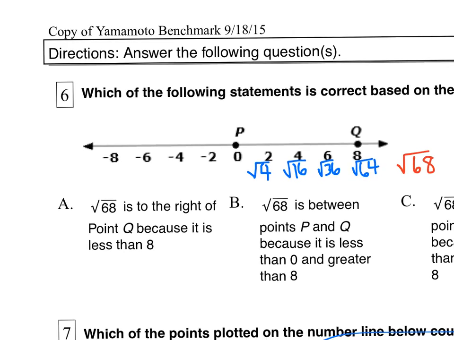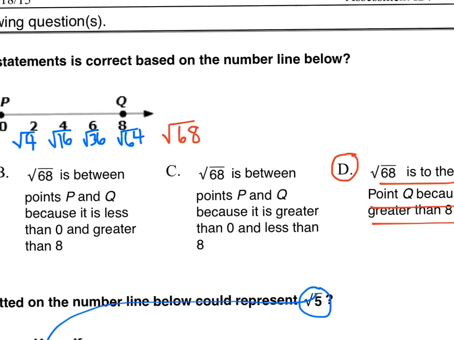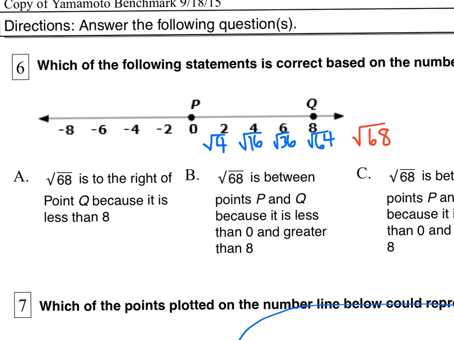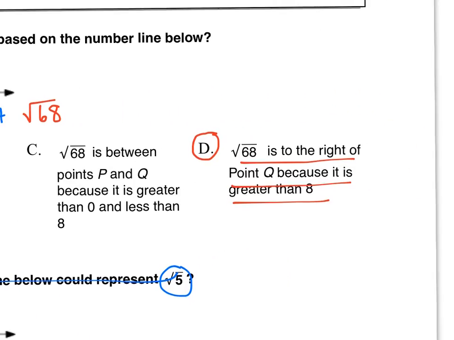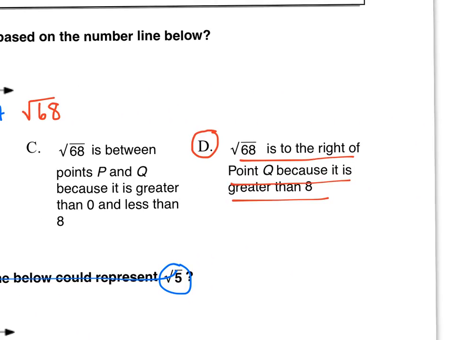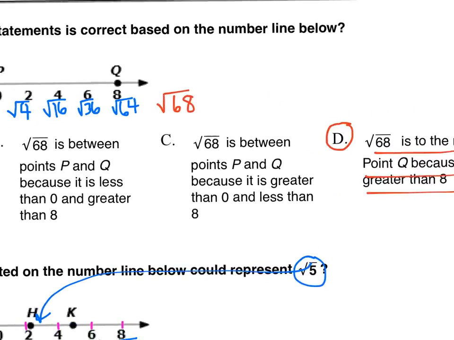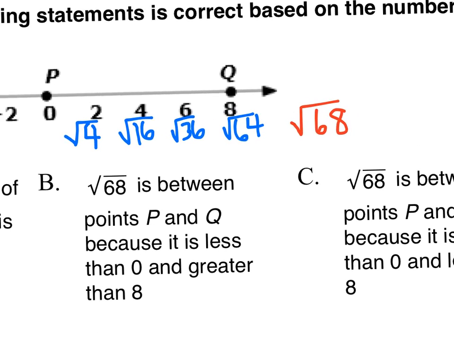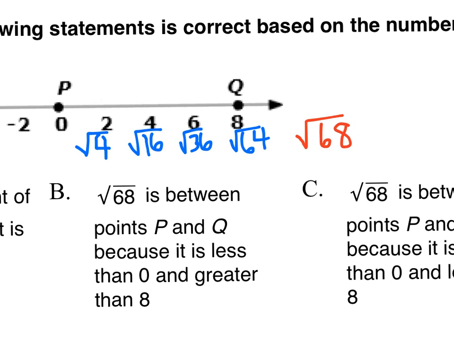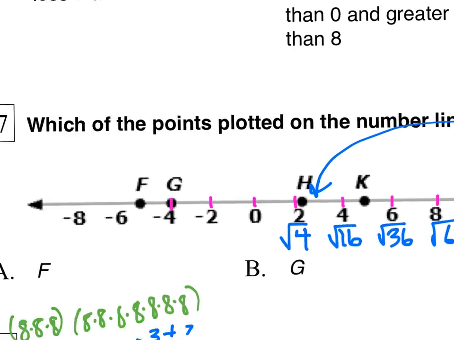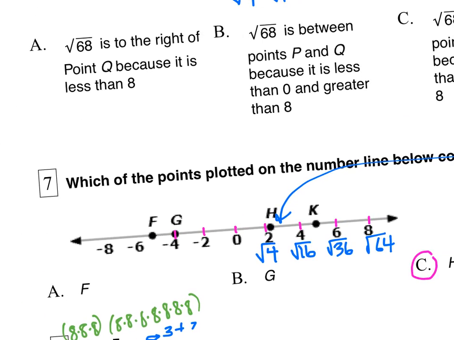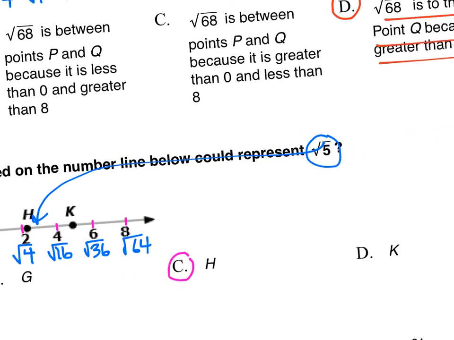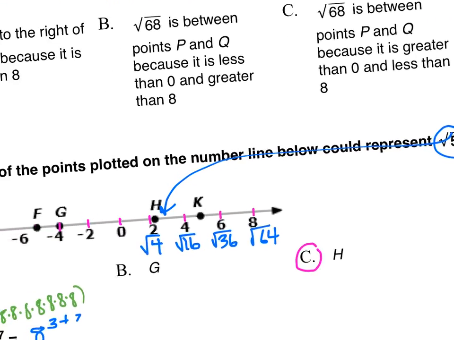Number 6, which of the following statements is correct based on the number line below? So the correct statement is D. The square root of 68 is to the right of point Q because it's greater than 8. So the square root of 64 is equal to 8, so the square root of 68 would be greater than 8.